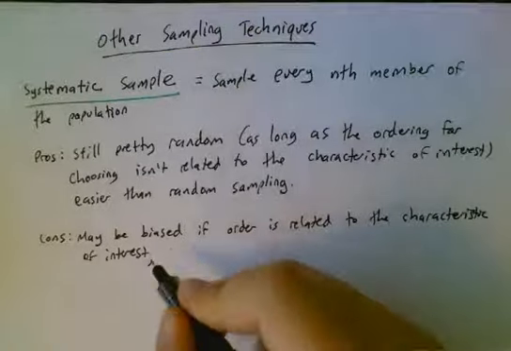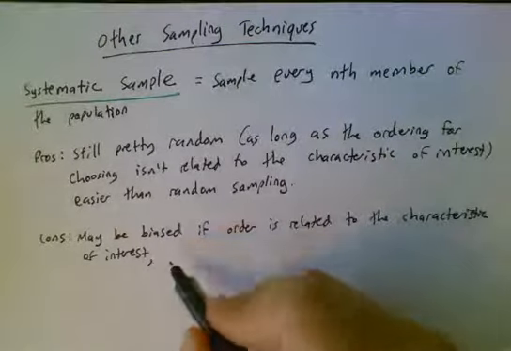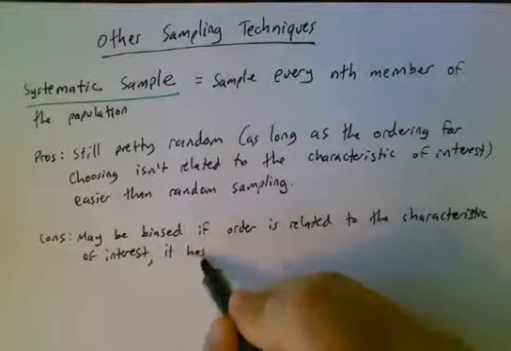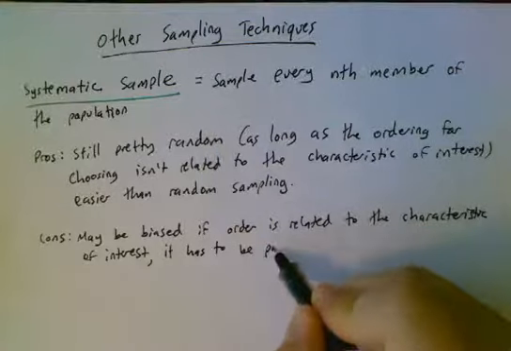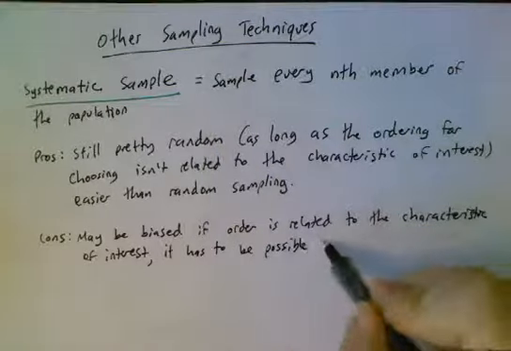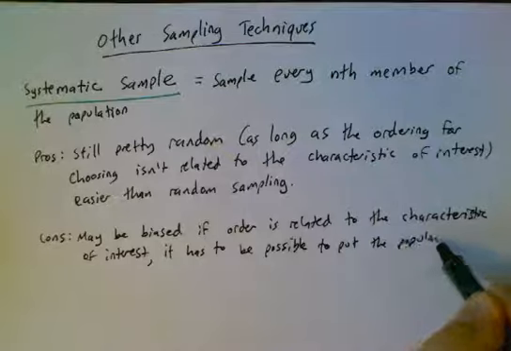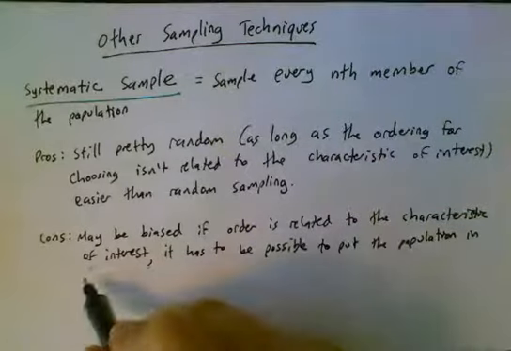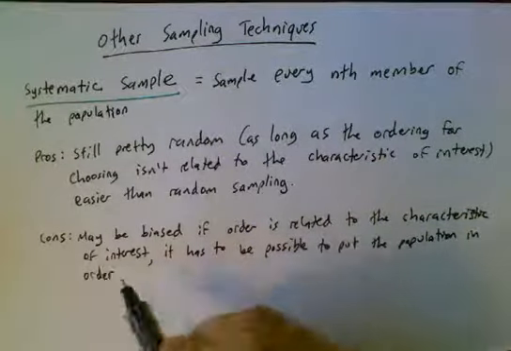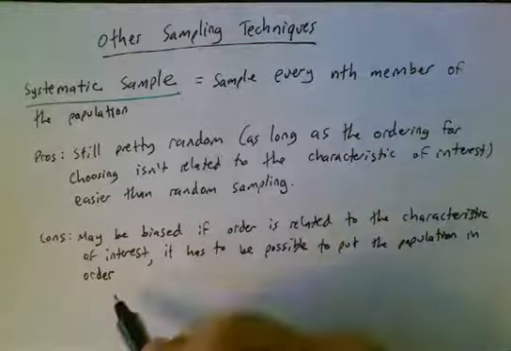Also, it has to be possible to order the members of the population. And it's not truly random.